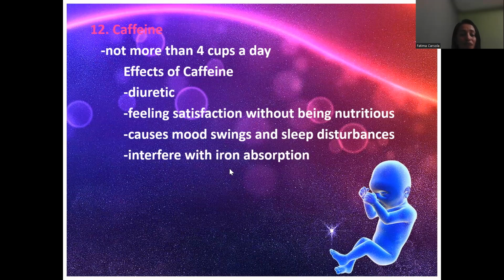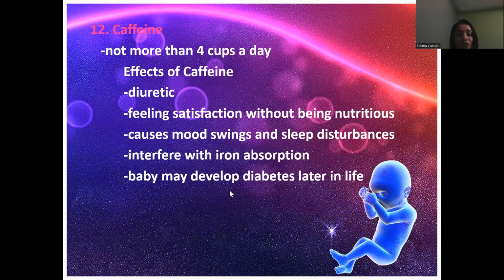This is actually a new finding that coffee or caffeine could interfere with iron absorption. And you know for a fact that you need iron because you have physiological anemia of pregnancy. And of course, if it's 3 in 1, the baby will have diabetes later in life.